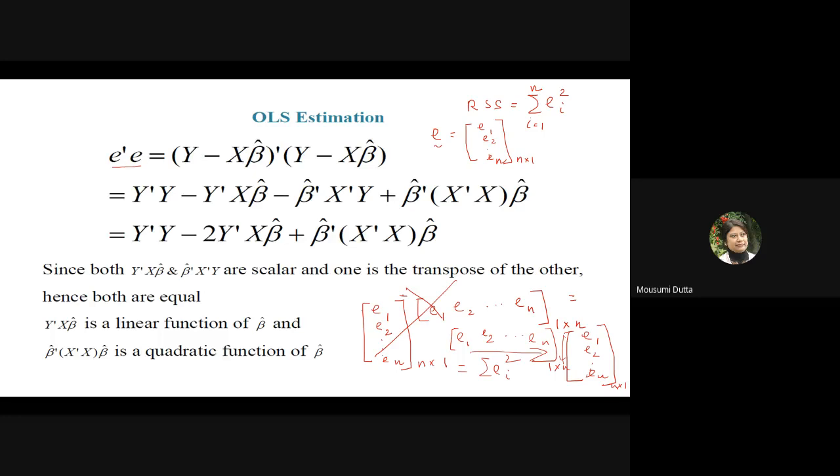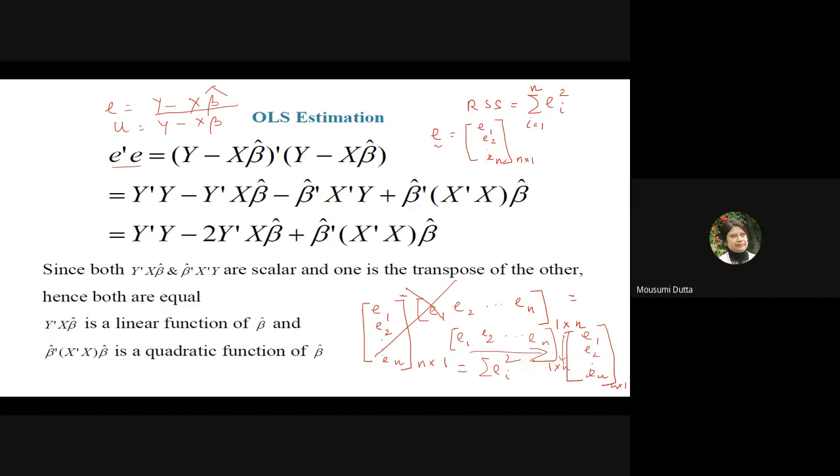Now, once you understand that you need to consider e transpose e, you know the structure of the residual. e is defined as y minus x beta hat, whereas u is y minus x beta. So in place of e, I am writing y minus x beta hat. So it is (y minus x beta hat) transpose into (y minus x beta hat).